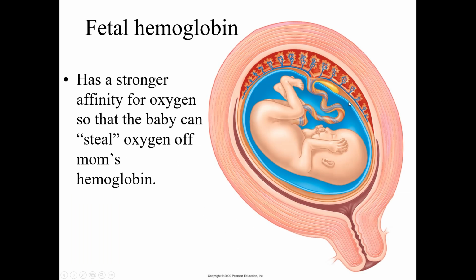Now, another little quirk. Whenever a woman is pregnant with a child, if the child had the same hemoglobin as mom, the baby wouldn't be able to strip oxygen off mom's hemoglobin. So the baby actually makes their own hemoglobin that is different from mom's, that has a stronger affinity for oxygen, so that as mom's blood gets pumped through the placenta, the baby's hemoglobin actually steals mom's oxygen so that the baby can get oxygenated while down there.